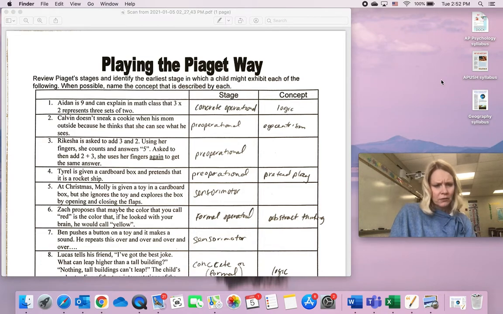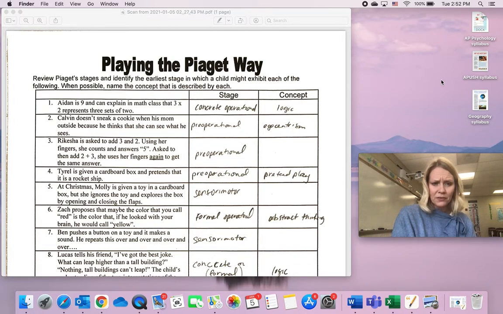Tyrell, my cousin, is given a cardboard box and pretends that it is a rocket ship. This is pre-operational. This is for sure pretend play. We see pretend play happening pretty quickly as one of the highlights, if you will, of pre-operational. Obviously, language is probably the most important part of pre-operational.